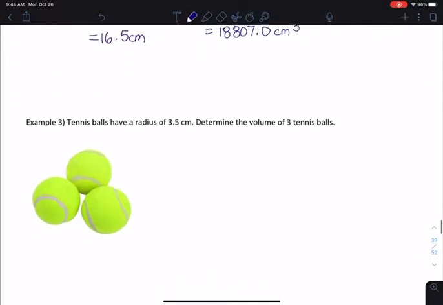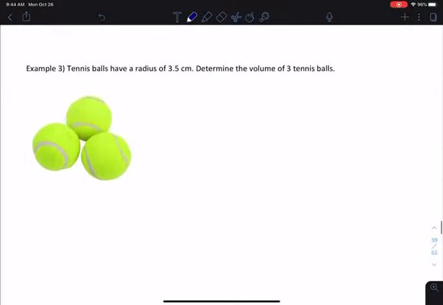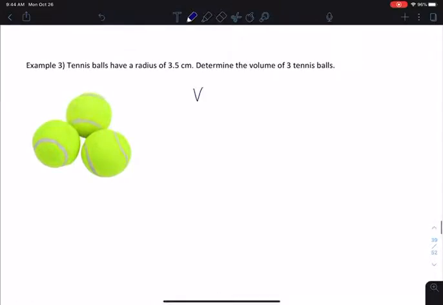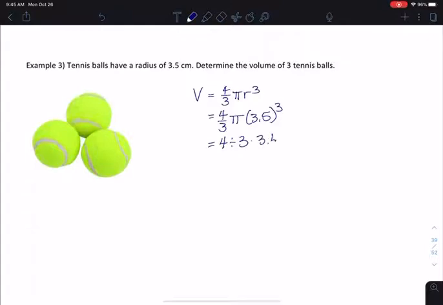One more question. Tennis balls have a radius of 3.5 centimeters. Determine the volume of 3 tennis balls. So the volume of one is 4/3 pi r cubed. In this case, 4/3 pi times 3.5 cubed. Remember, that's 4 divided by 3 times pi, times 3.14 times 3.5 times 3.5 times 3.5.